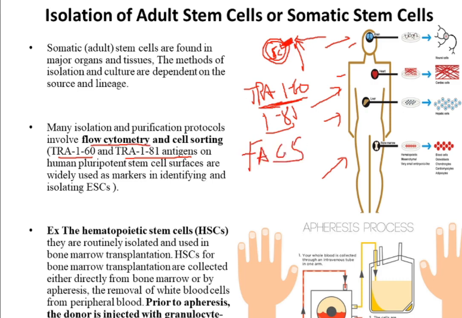This is one of the sophisticated, expensive instruments, and what it does is tag this membrane protein with antibodies. This is the antibody, and this antibody is bound to TRA-1-60 or TRA-1-81, and it identifies this association. This antibody has a fluorescent label, so we call it a fluorescence-activated cell sorter.